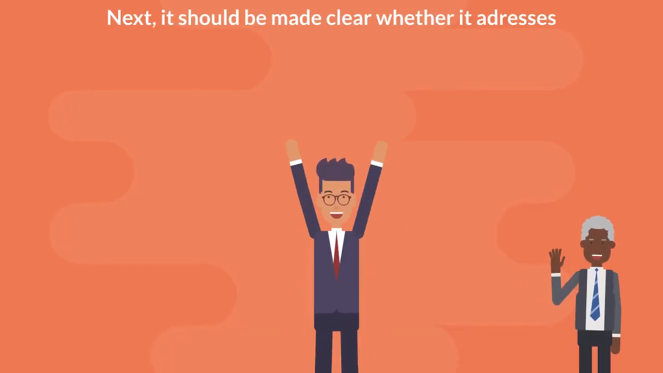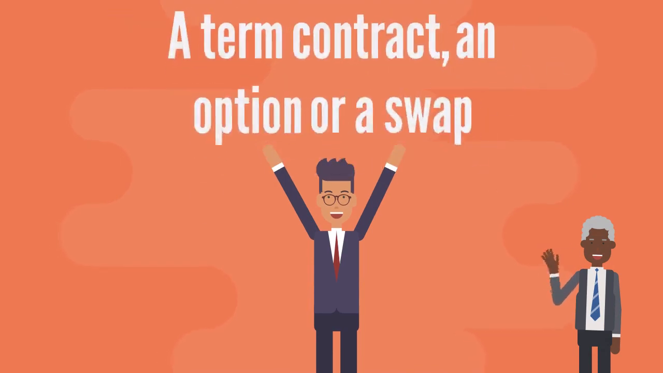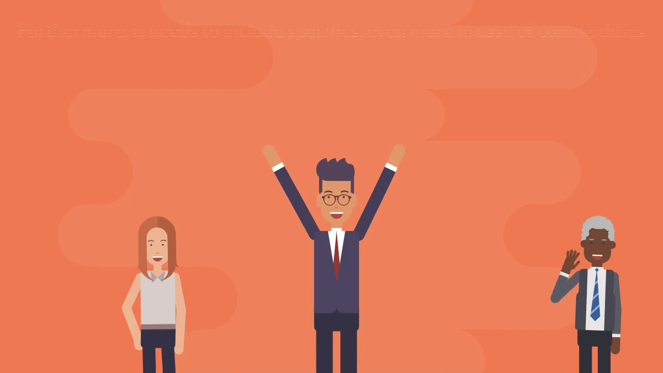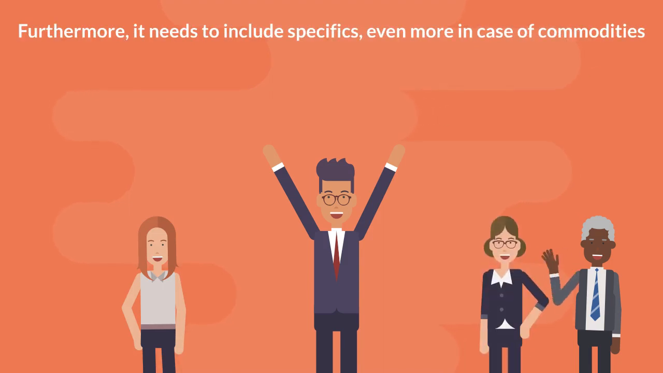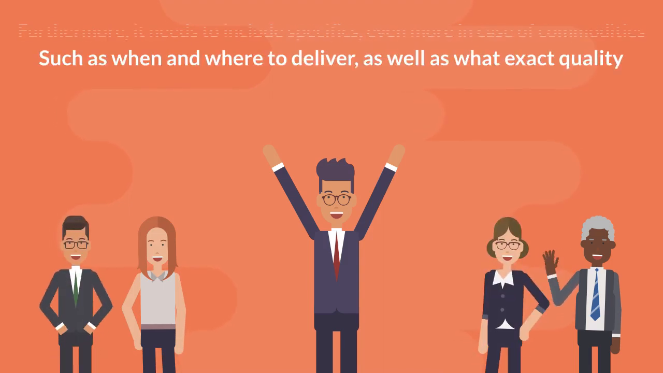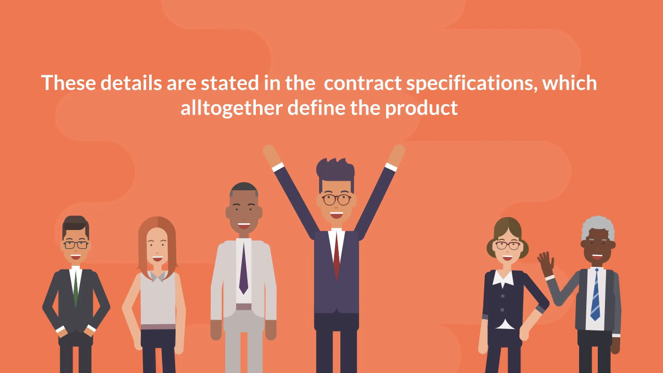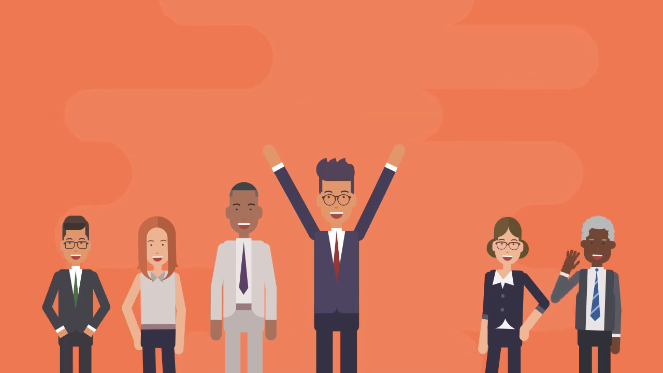Next, it should be made clear whether it addresses, for instance, a term contract, an option, or a swap. Furthermore, it also needs to include specifics, even more in case of commodities, such as when and where to deliver, as well as what exact quality. These details are stated in the contract specifications, which altogether define the product.